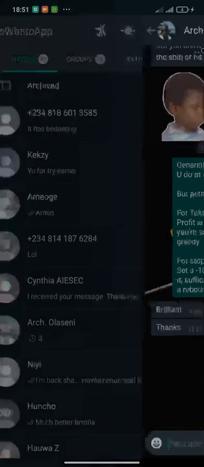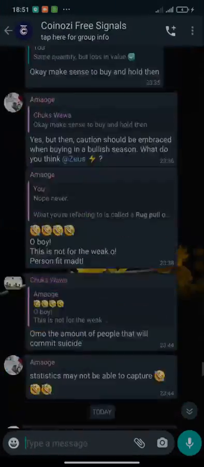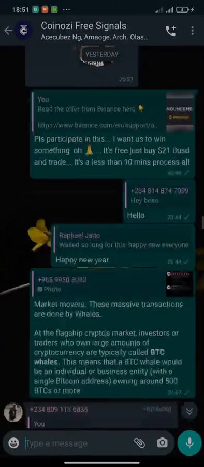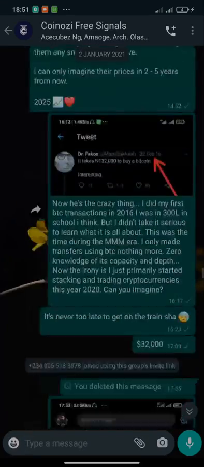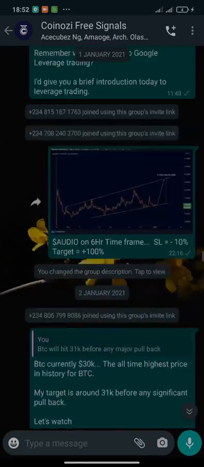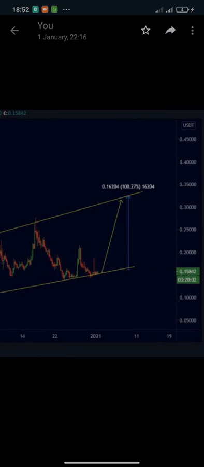Okay, now I'm going to go to the group and show you how to trade with the chart I sent, how to understand the chart. So now look at this. This is AUDIO USDT on the 6-hour time frame with a stop loss of negative 10% and a 100% profit target.